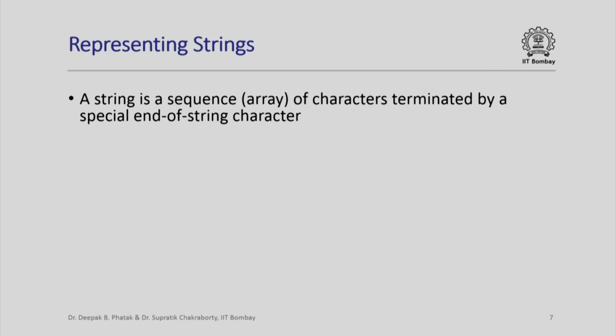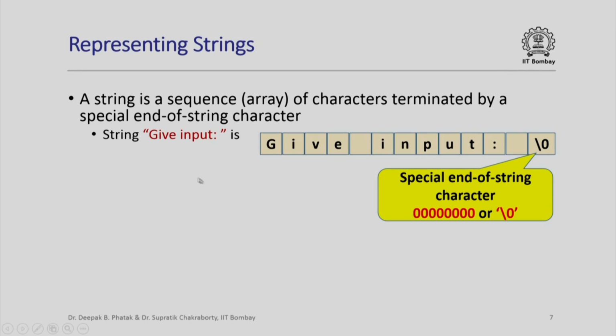Now, how do we represent strings in a computer? A string is really a sequence or array of characters that is terminated by a special character which we will call the end of string character. So, for example, if you consider the string give input colon followed by a space, remember even a blank space is a character. This really represents something like this, where each box here represents one character.